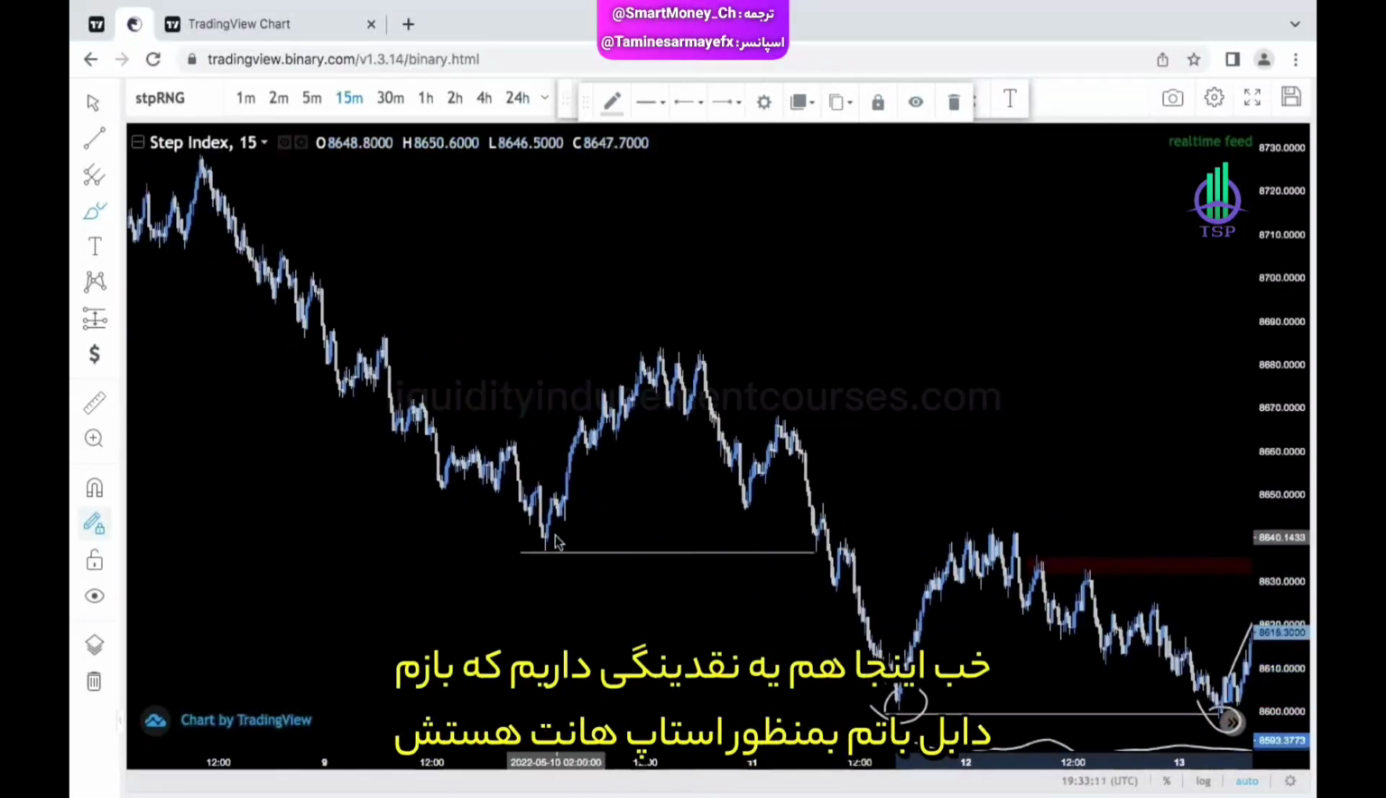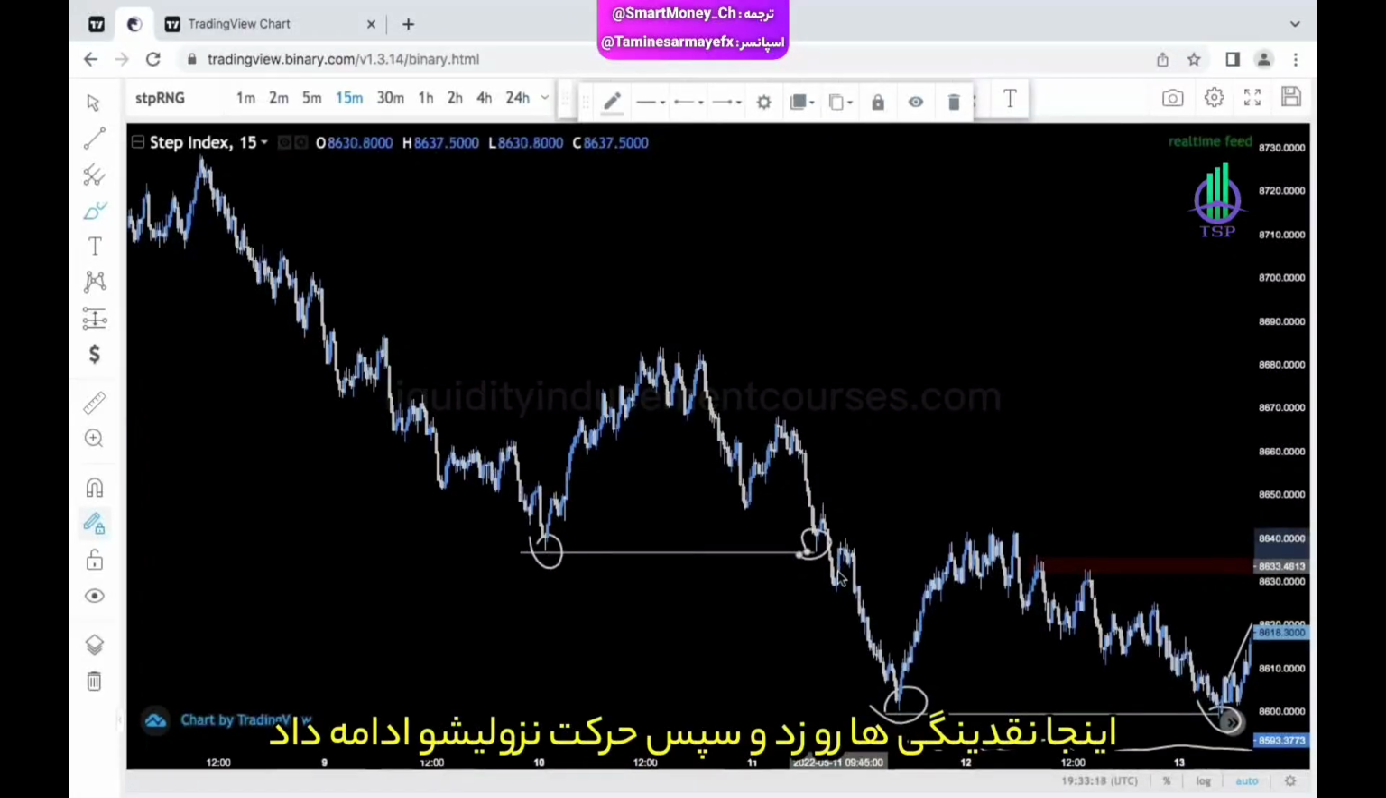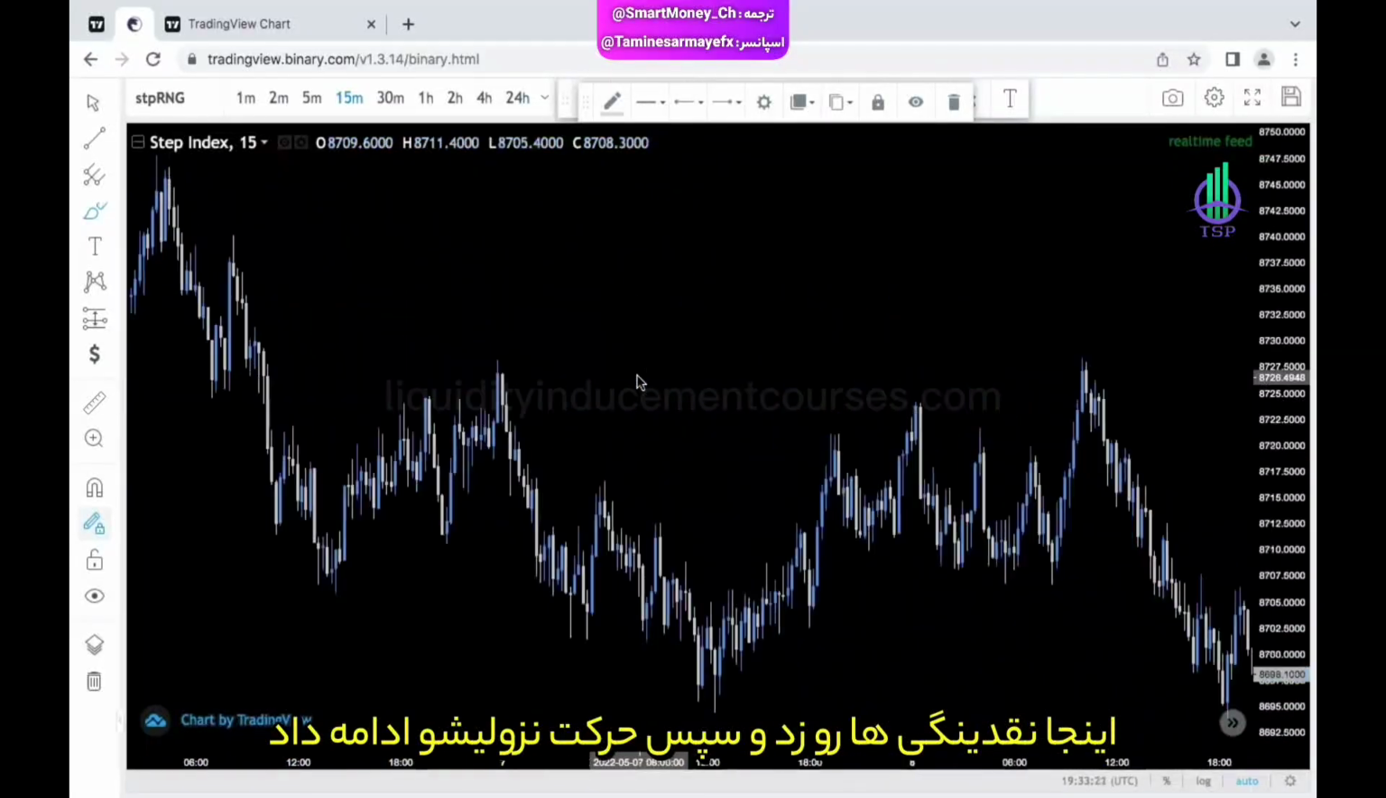So we have another kind of liquidity here, which is still our double bottom formation with our stop hunts. We got hit nicely and then continued bearish. I'm trying to get something a bit more complex.